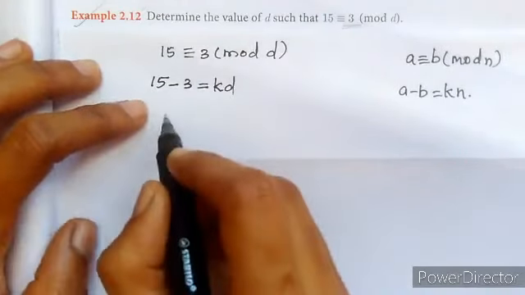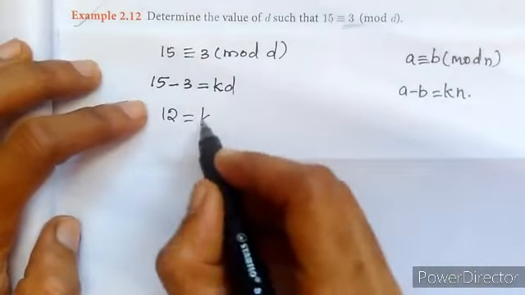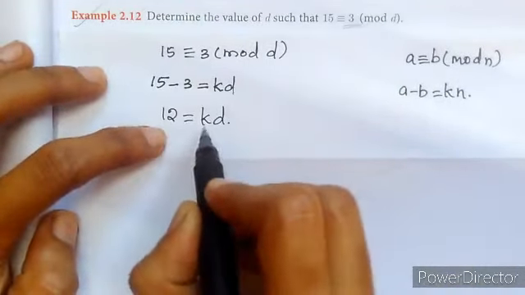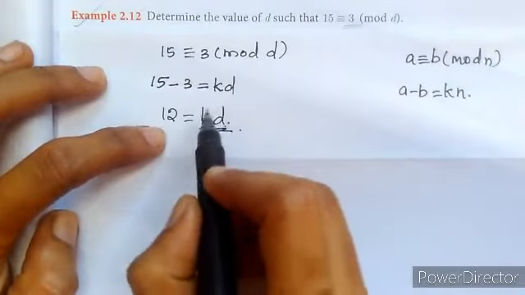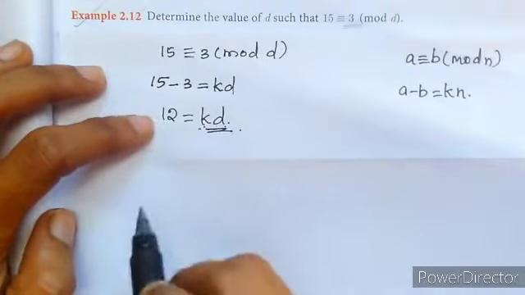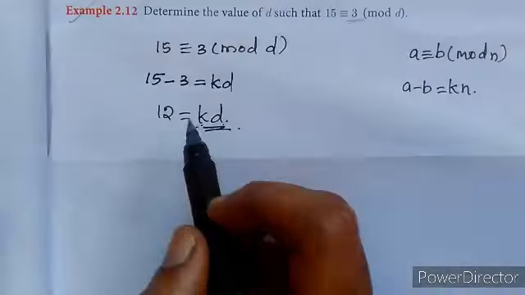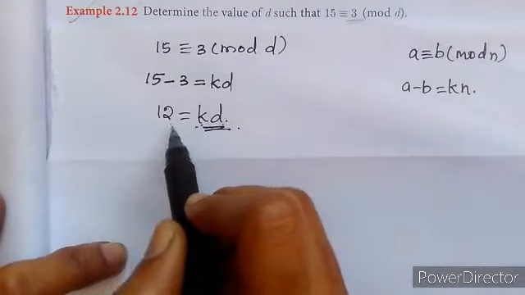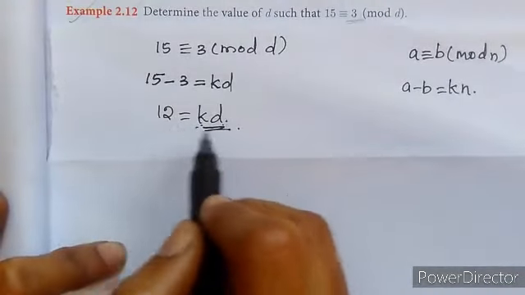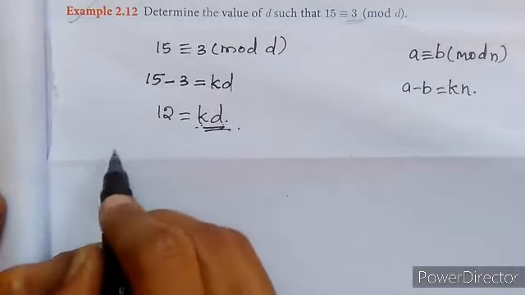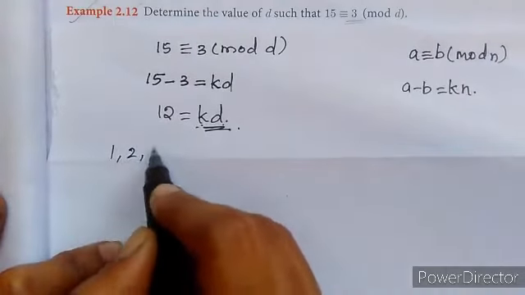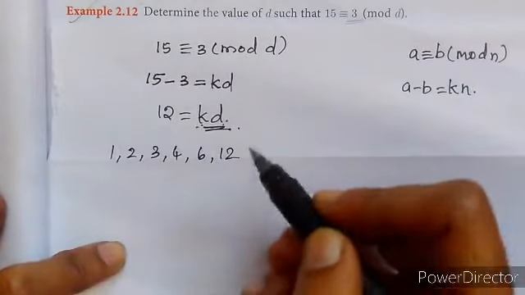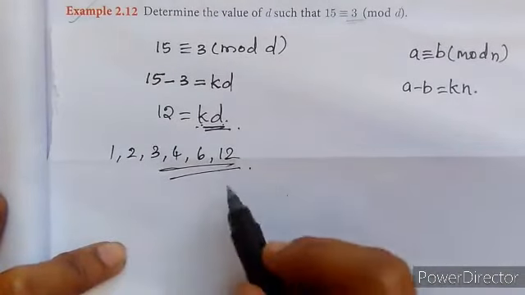What is 15 minus 3? It is 12. 12 equal to k into d. Okay. So, which means k into d. What is the meaning of this? Product of two numbers is 12, isn't it? That means this d divides 12, isn't it? So, what are the divisors of 12? The divisors are 1, 2, 3, 4, 6 and 12. Okay, these are the divisors of 12.